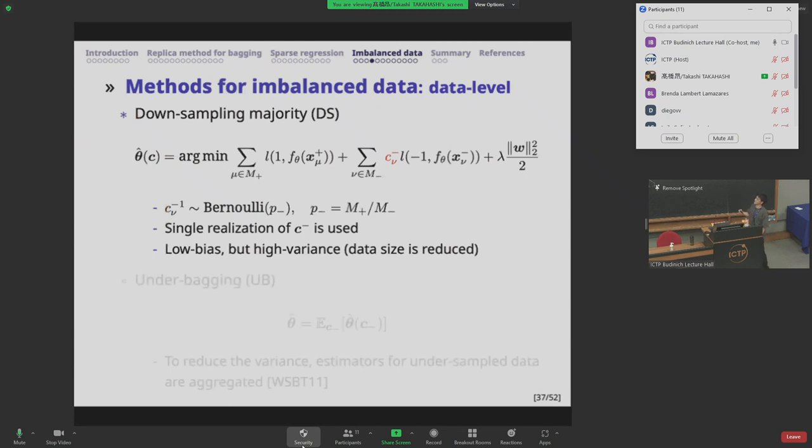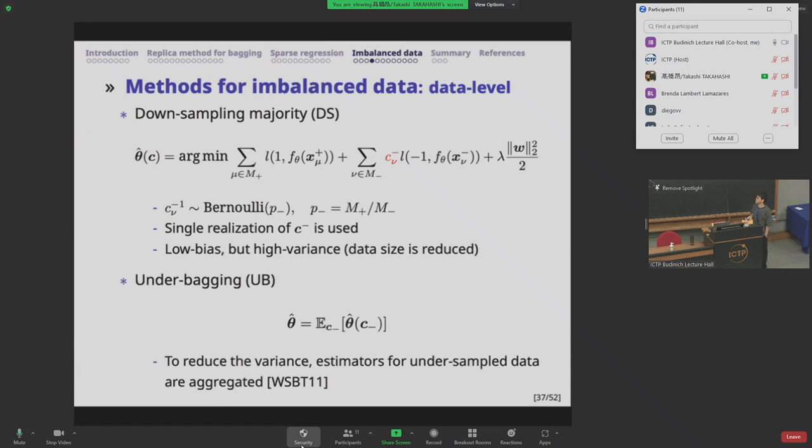Because in this randomized data set, the number of samples in each class is the same, this estimator should have low bias. But because the total number of data points used in this randomized cost function is small, this estimator should have large variance. There is also another way, which is a bit computationally demanding. This is usually called underbagging, which is obtained by taking the average of this estimator with respect to C. This method is usually used to reduce the variance.